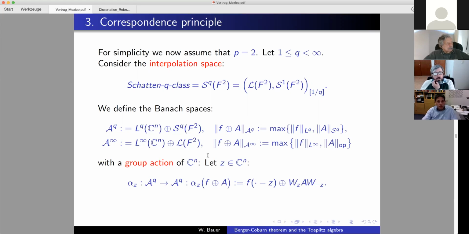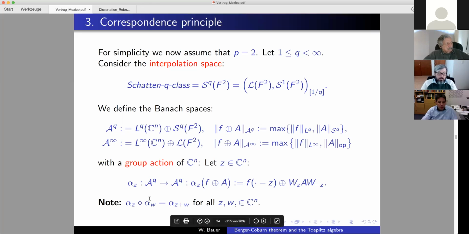Okay, these become Banach spaces, and these Banach spaces carry a group action which comes from the action of C^n. Here's the action. It's denoted by alpha_z, so I had this notation before. Alpha_z of an element here, which consists of a function f and an operator A, acts on the function just by a simple translation in the argument by z. And as Nikolai already mentioned, on the operator side, it acts by conjugation with these unitary Weyl operators. So that is the action of the shift on the operator side. And they form a group in this sense: alpha_z composed with alpha_w is alpha_{z+w}. That's rather easy to check.